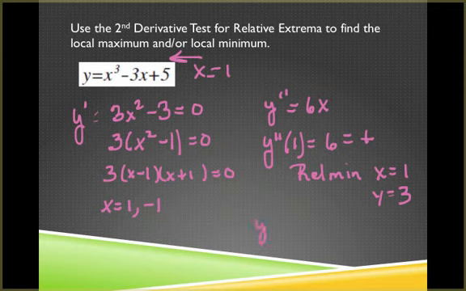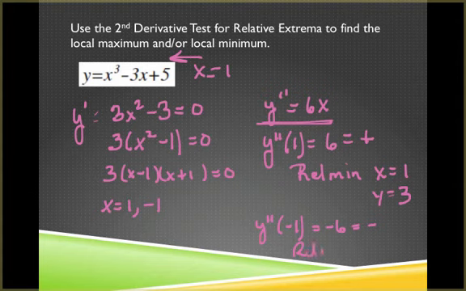Now let's see what happens when I use my other critical point, which was negative 1. Well, using my second derivative, 6 times negative 1, I get negative 6, which is negative. And my second derivative test for extrema says if you substitute in a critical point and get a negative value, that's where your relative max occurs. So I have a relative max at x equals negative 1.